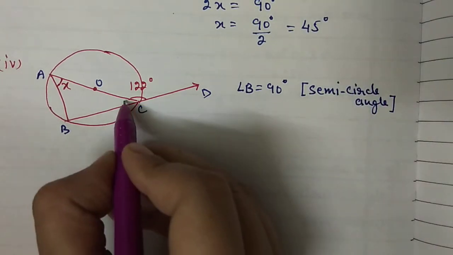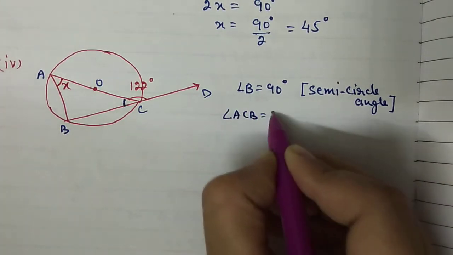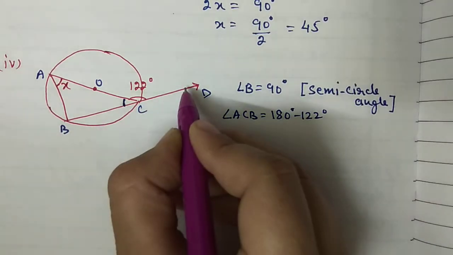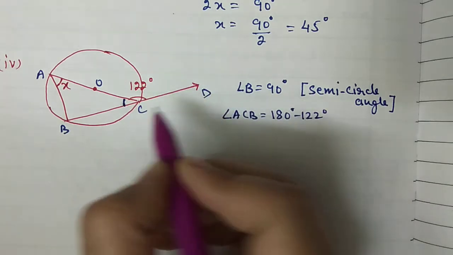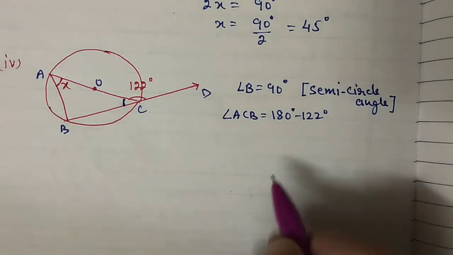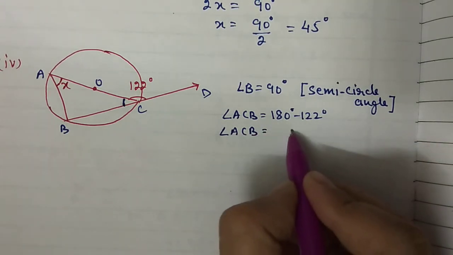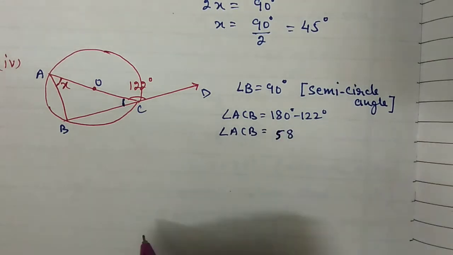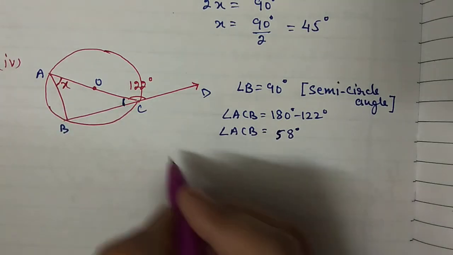Next we can find this angle C also. Angle ACB will be 180 minus 122. This is a straight line, means this total angle is 180 degrees and till here it is given 122 degrees. So remaining means from 180 degrees we will subtract 122. So angle ACB we will get here 58 degrees. Now we can use angle sum property in this triangle.